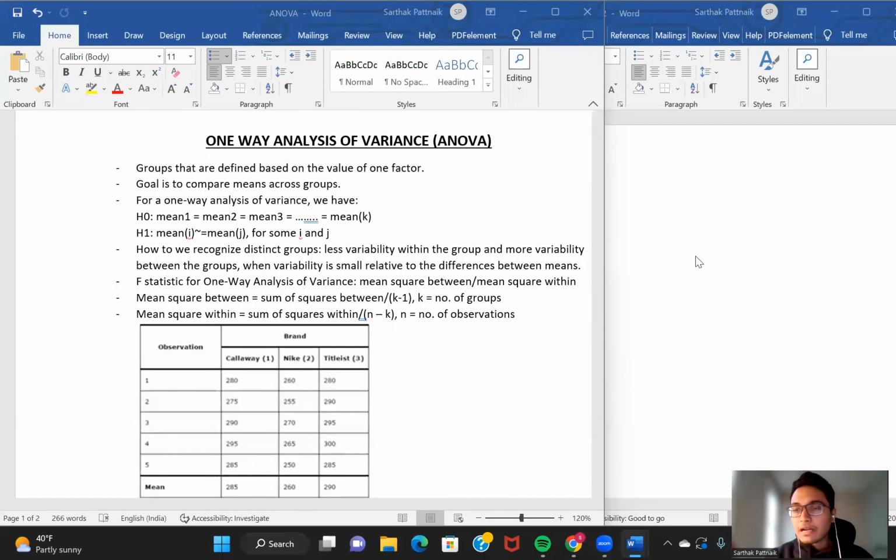Hello, people, and welcome back to another session. In this session, we'll be starting off with a new topic. We'll be starting off with one-way analysis of variance, or what is also called ANOVA.